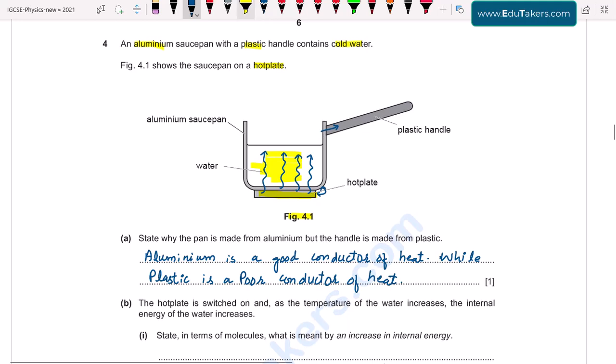Part B. The hot plate is switched on, and as the temperature of the water increases, the internal energy of the water increases. Part 1. State in terms of molecules what is meant by the increase in internal energy. So first of all, here we have increased temperature due to which the internal energy also increased. So first of all, I consider that it's the saucepan and it is in contact with the hot plate. When this hot plate is switched on, then the temperature of water inside this saucepan increases. It means that temperature increases.